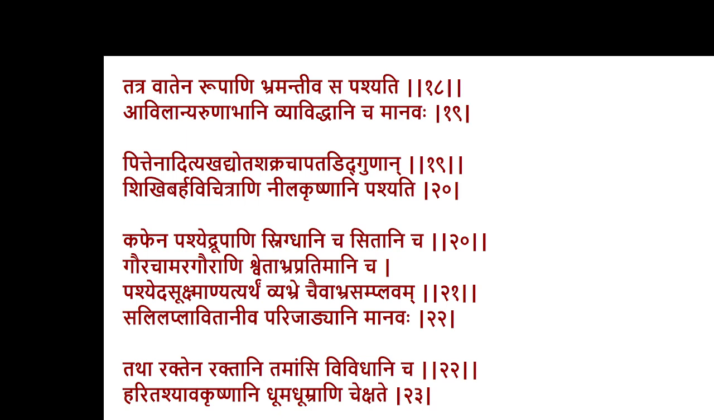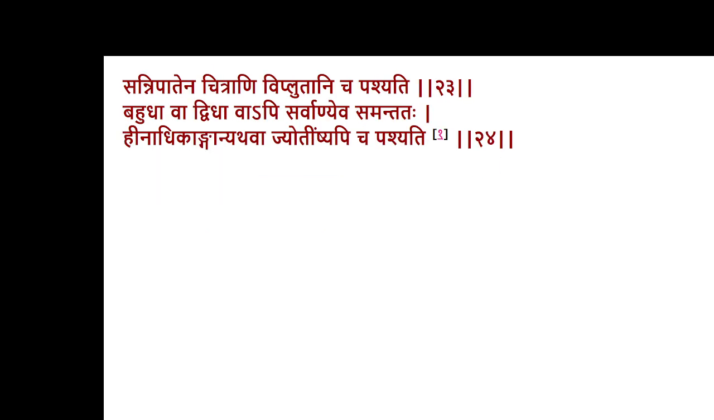Tatha raktena raktani tamam sividhani cha harita shyamakrishnani dhuma dhumrani chekshate. In raktaja vyadhi, all the objects would seem to be bright red in color, or maybe dark spots could be seen, and there could be bluish, greenish or blackish colors seen in the objects. Sannipatena chitrani viplutani cha pashyati bahudhava dvidhavapi sarvanyeva samantatah hinadikangani athava jyotim shapi pashyati.